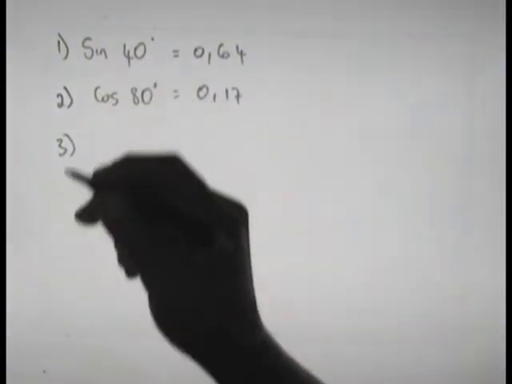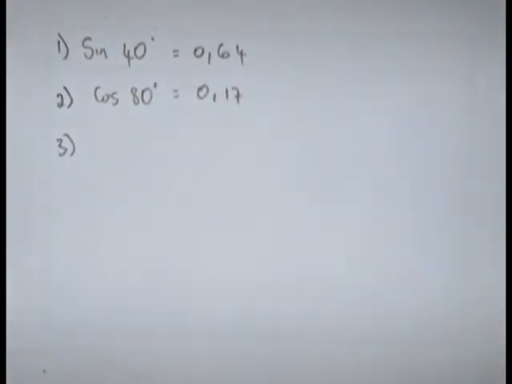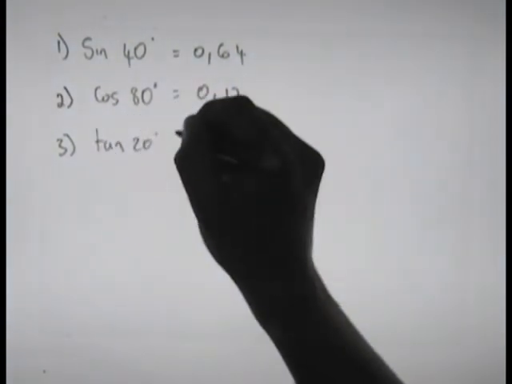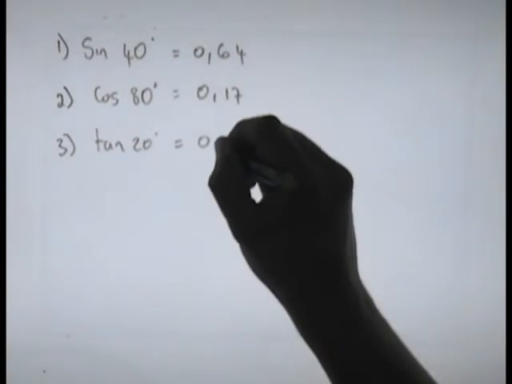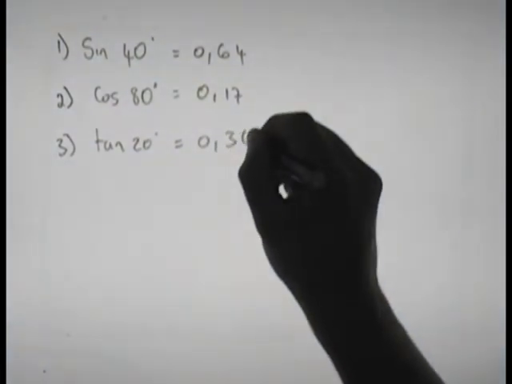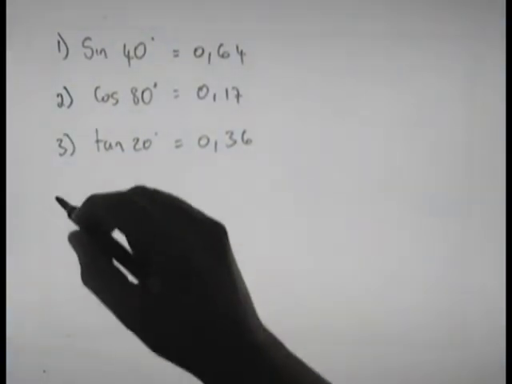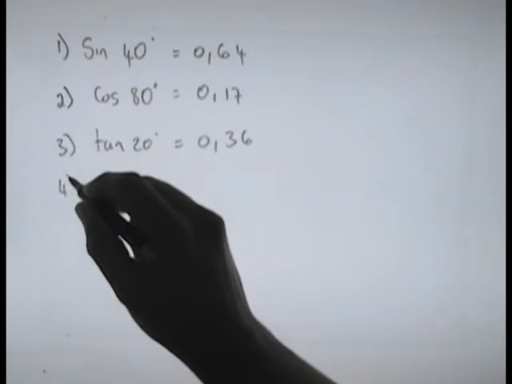Number 3, tan of 20 punched into a calculator is equal to 0.36. Now if you are not getting the answers that I'm putting up here, I would suggest you go through the tutorial I've included called Using the Calculator, because possibly your calculator is not in the form DEG, which stands for degrees.